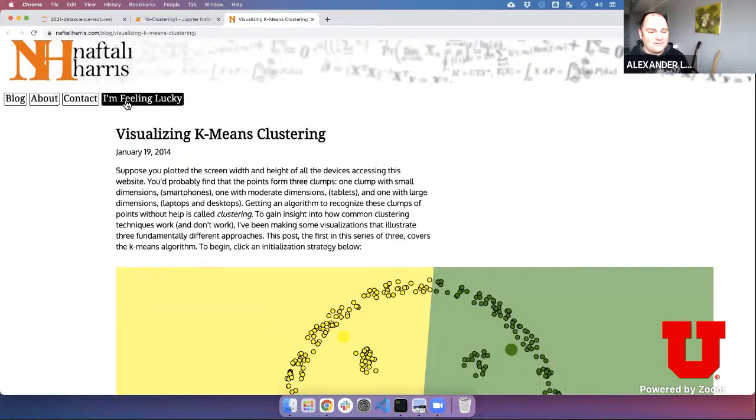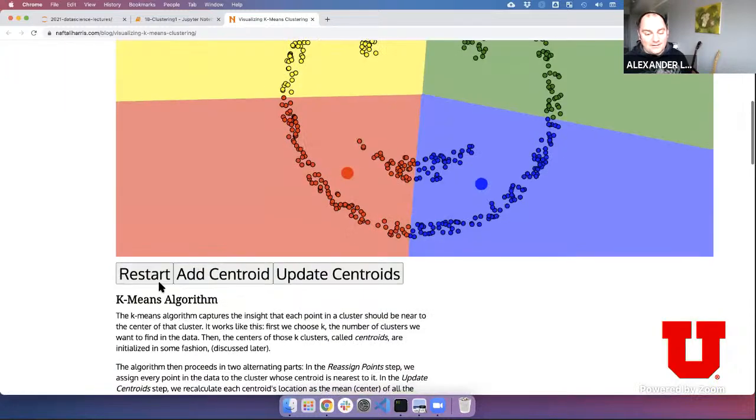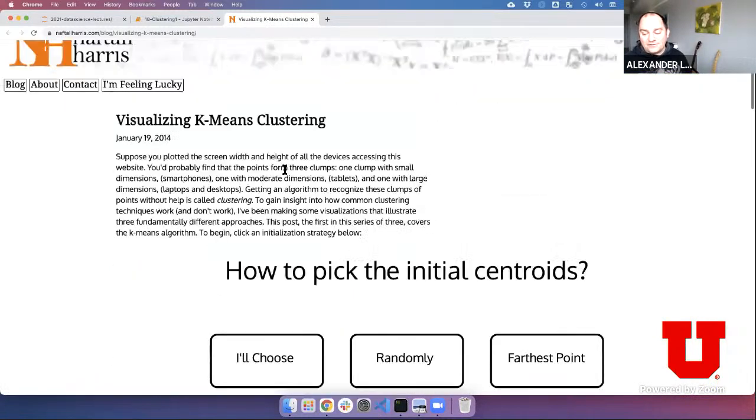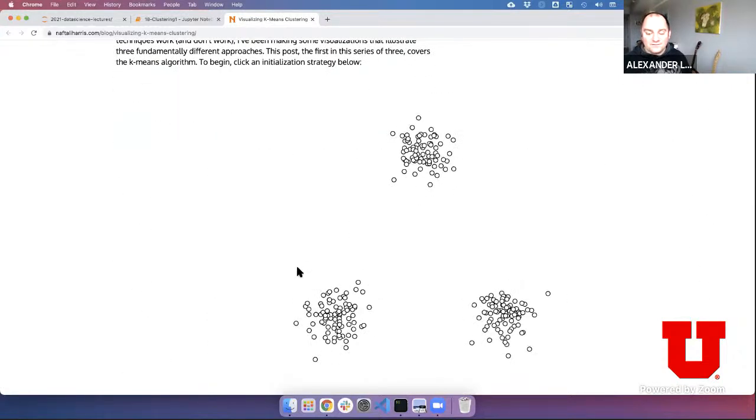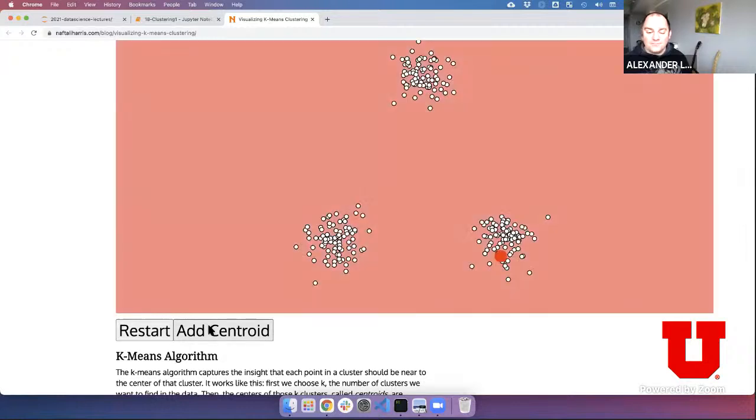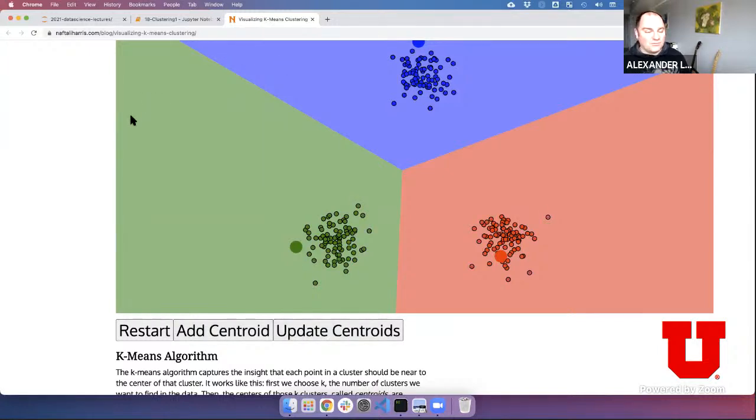You can play with different initialization strategies. And so if I have this method of picking the farthest point, then we have a great initialization, and we can converge very quickly on this.